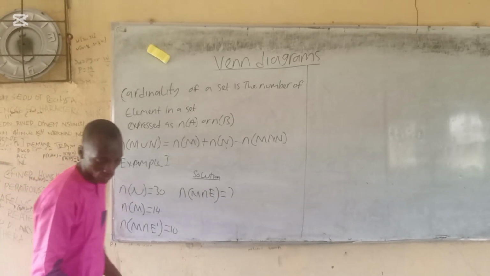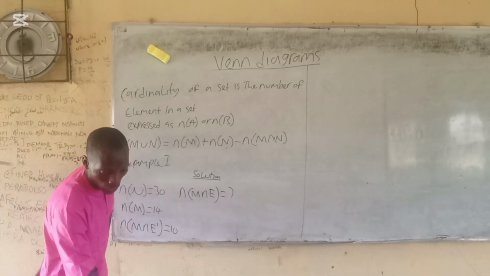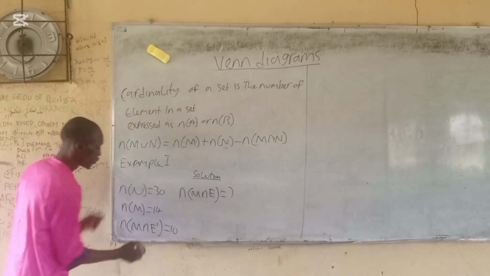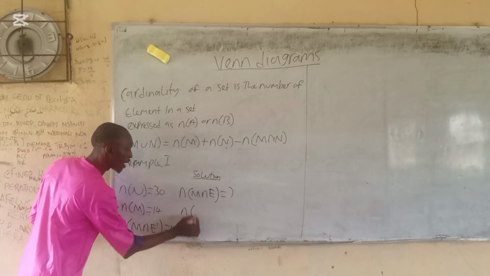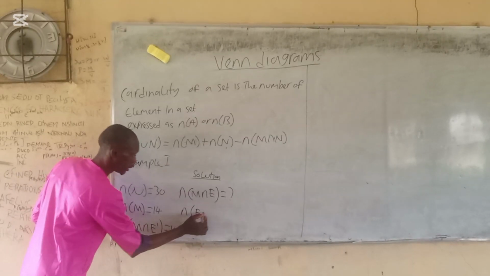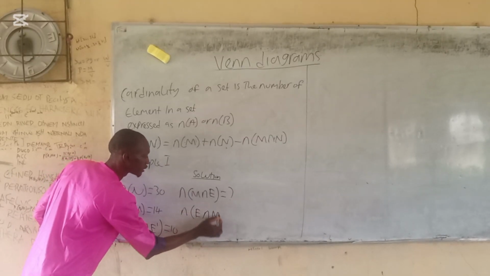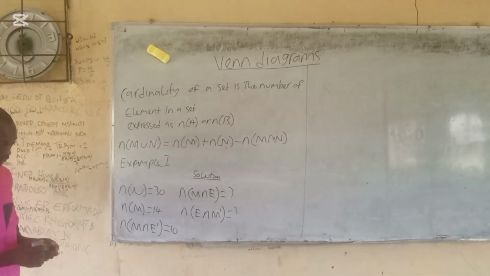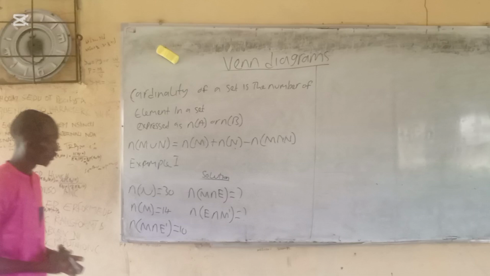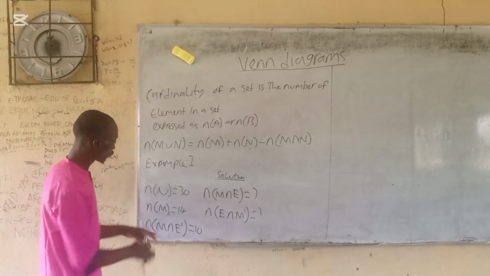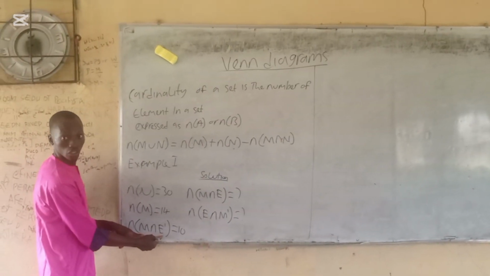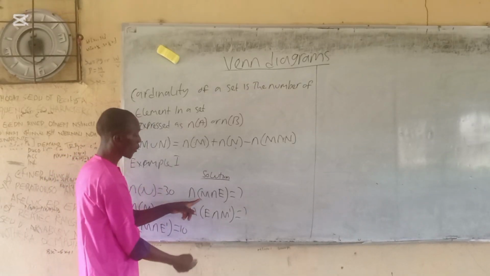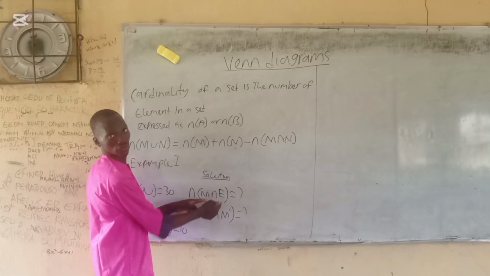Now, continue again. Also find the number of people who take economics but not mathematics. Now, the number of students who have taken economics but not mathematics. This is the number of people who are taking mathematics but not economics. This is the number of people who are taking economics but not mathematics. This is the number of people who are taking mathematics and economics.